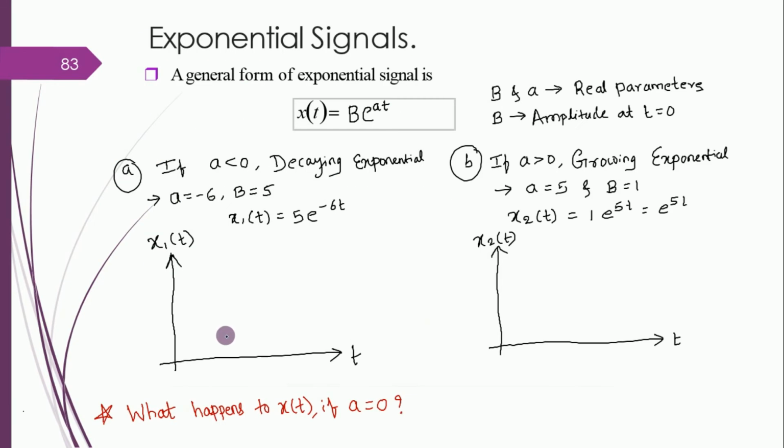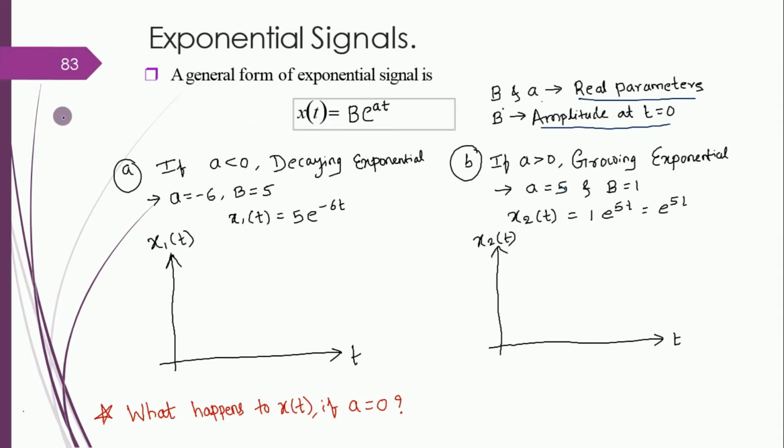So we'll proceed with the exponential signal first. I have pre-written some things just to save some time of writing. The exponential signal's general form is given in this way. X of t equals b into e raised to at. What are b and a? These are real parameters. b is the amplitude at t equal to 0. Remember, b is the amplitude at t equal to 0.